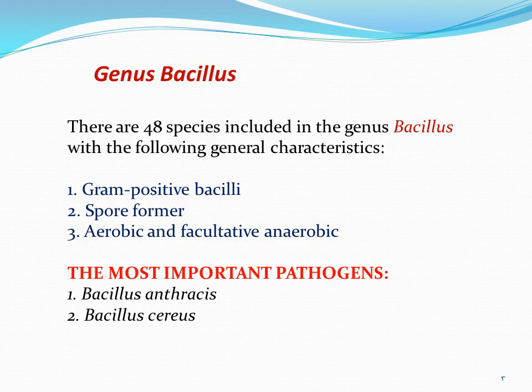Genus Bacillus, there are 48 species included in this genus with the following characteristics. Gram-positive bacilli, spore former, and aerobic, and some species are facultative anaerobic. The most important pathogens in this genus are Bacillus anthracis, the agent of anthrax, and Bacillus cereus, which causes food poisoning.